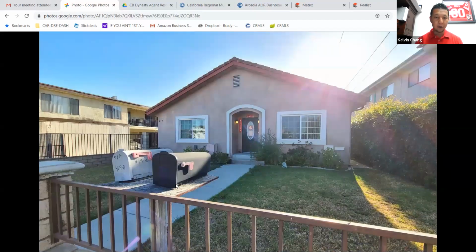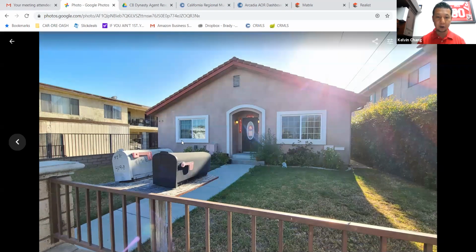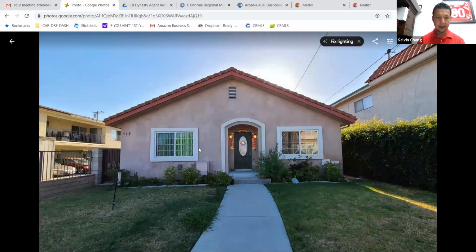I go to the next photo. I have 2 mailboxes over there. I got the grass. I do see automatic sprinklers. If you look right here, there's a little sprinkler box. It's fully fenced. Another angle of the view.